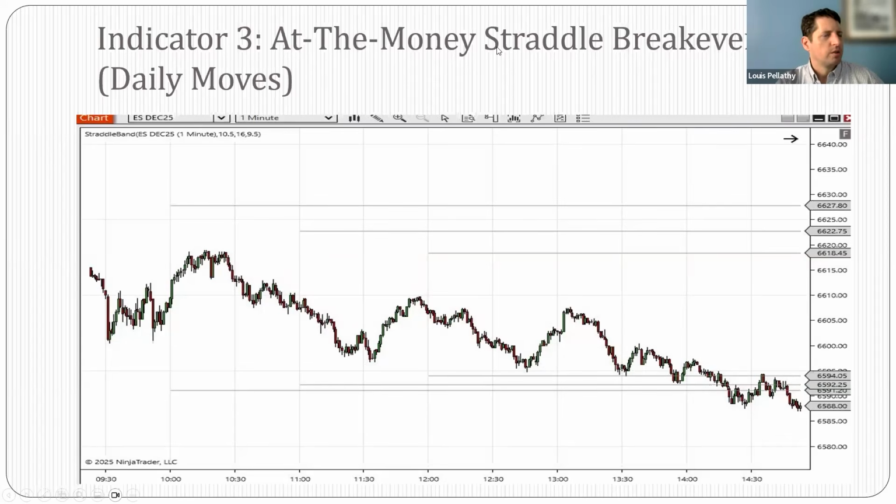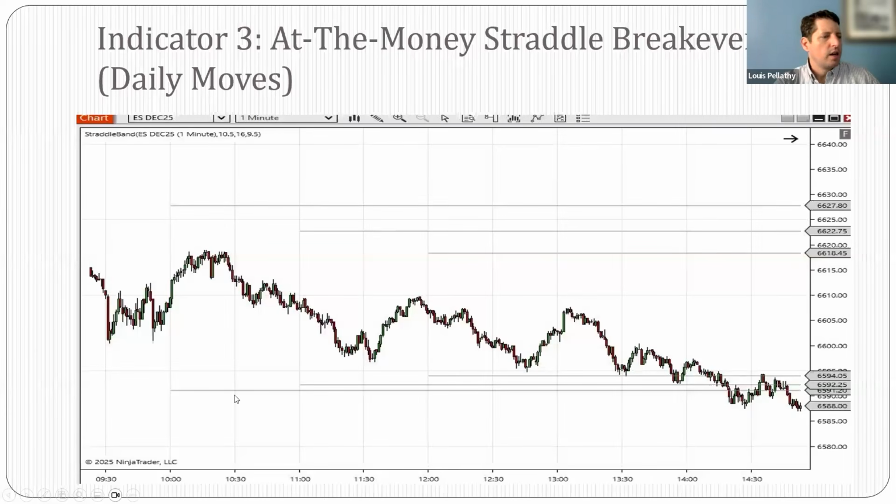And what's a straddle? A straddle is a combination of an at the money put and an at the money call. A market maker might sell you a straddle. You might buy a straddle as a retail trader and say, okay, I want to own, quote, volatility for the day. I think things are going to move a lot. So you buy the straddle.